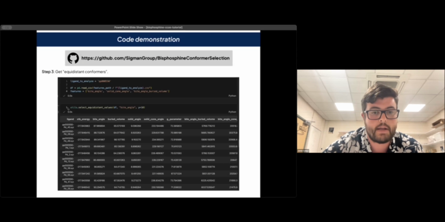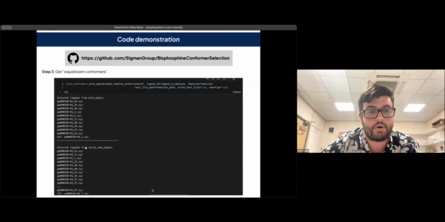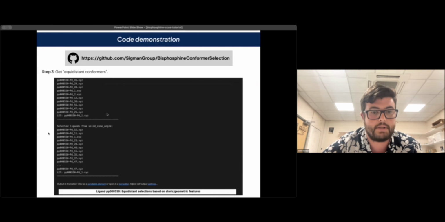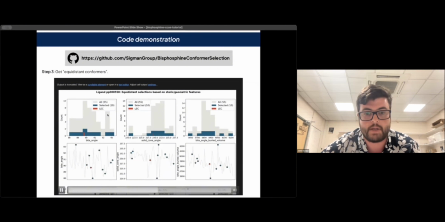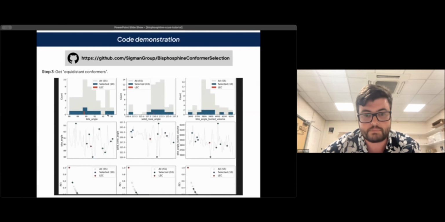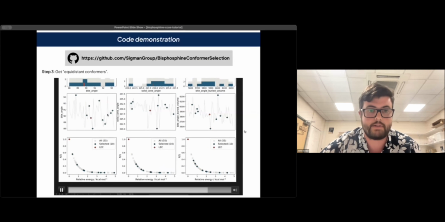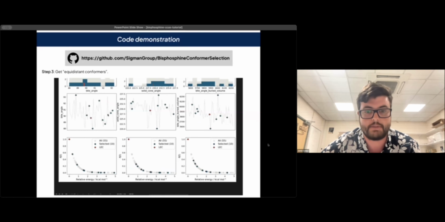You can then read this back in and use this select equidistant values function to generate the data frame of the selected conformers. Or if you want to go for something slightly more fancy, you can print out the values to the terminal and also give the graphs that I showed you a moment ago, which show you the distributions across features and energies.